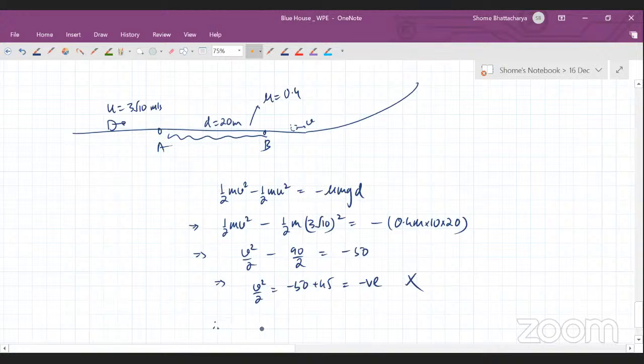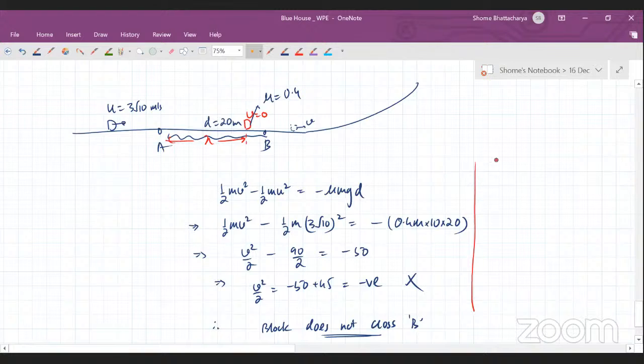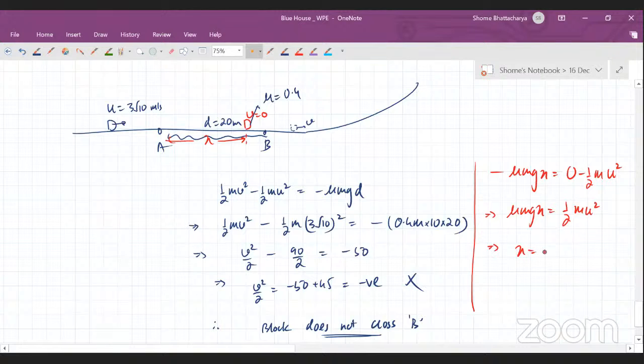Okay, so therefore we can see that the block does not cross the point B. So instead the block comes to rest somewhere before here only. It comes to rest somewhere over here, and let's say this distance is x. So what will happen is that minus mu mg x will be equal to 0 minus half m u square. So mu mg x will be equal to half m u square, or x will be equal to u square by 2 times mu g.